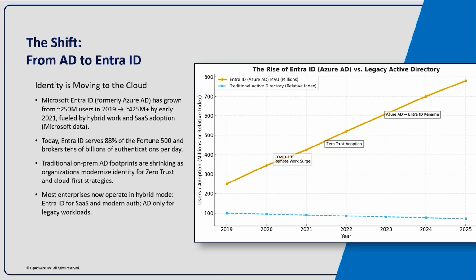Today, it serves 88% of the Fortune 500 and brokers tens of billions of authentications per day, according to Microsoft. Traditional on-prem AD footprints are shrinking as organizations move to this zero-trust, cloud-first strategy. Most enterprises now operate in a hybrid mode. We recently did a poll of the community, and we found out that 80% of our customers and prospects already have a hybrid approach to manage their users between AD and Entra ID.